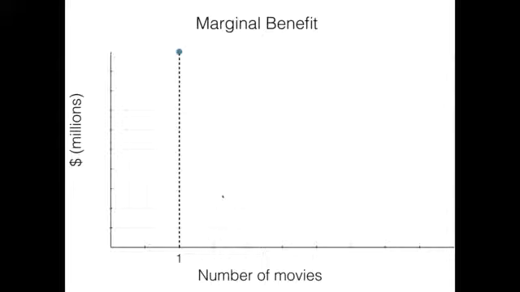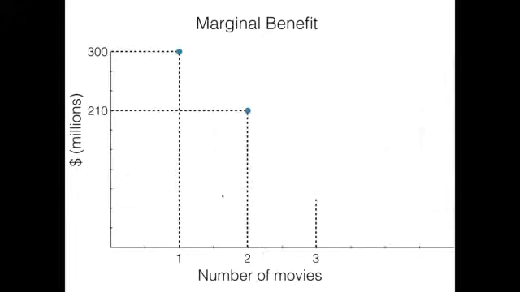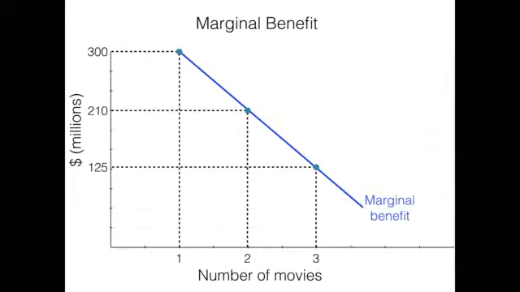So in this particular example, the one that's given in your book, the first movie in a series, let's say, generates $300 million in revenue. And then the producers decide that this movie did well enough that they want to produce a second movie. However, when they produce the second movie, the revenue falls to $210 million. And then they put out a third movie in the series, and the marginal benefit, as is listed here, is the revenue from the movie, $125 million. So you can see that if we draw a line through all those points, we get the marginal benefit curve.